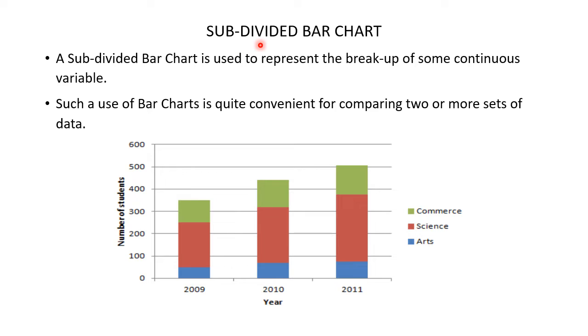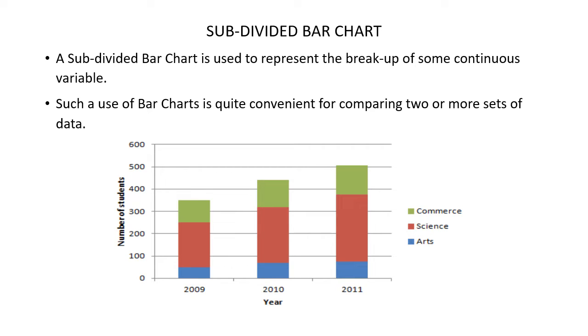Now let's learn about subdivided bar chart. A subdivided bar chart is used to represent the breakup of some continuous variable. Such a use of bar charts is quite convenient for comparing two or more sets of data. Let's understand how to interpret a subdivided bar chart using this example.